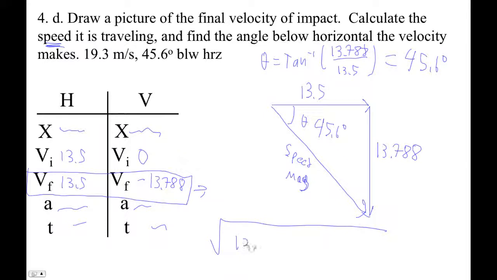This is the speed. It's also the magnitude of the velocity. So that's going to be the square root of 13.5 squared plus 13.788 squared. Let's do that. Square root left parenthesis. And this is where you don't want to put the minus signs in. Don't make any of these negative. We're just finding a triangle here, for God's sake. So plus 13.788. All right, where do we go? I get 19.2966. So I'm going to say 19.3. That would be its speed. That would also be the magnitude of the velocity vector. We'd say 19.3 meters per second, 45.6 degrees below horizontal.